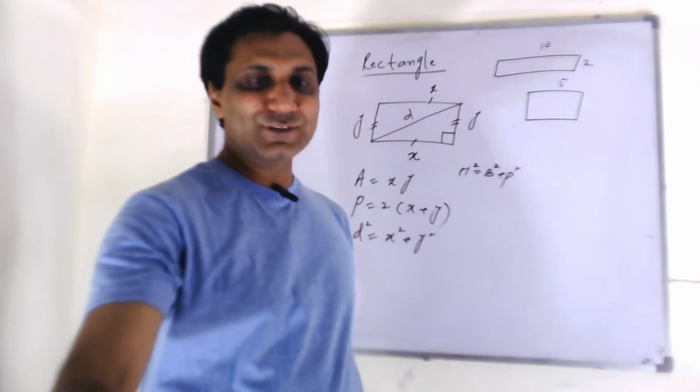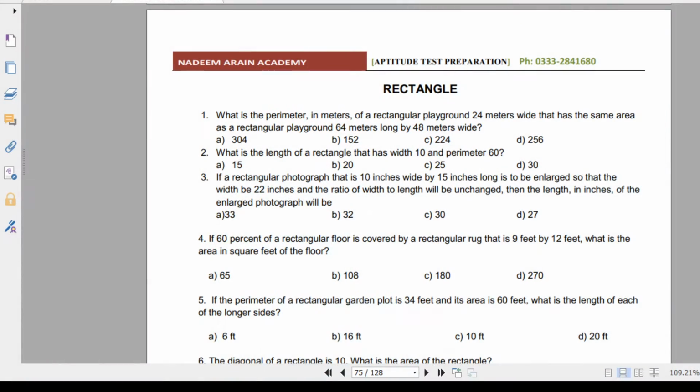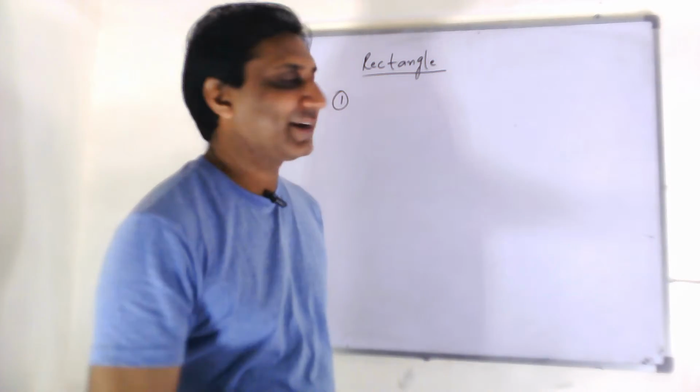Okay, let's move to that. First question is, what is the perimeter in meters of a rectangular playground 24 meters wide that has the same area as a rectangular playground 64 meters long by 48 meters wide? So there are 2 different rectangles. One is 24 meters wide and the other is 64 by 48.